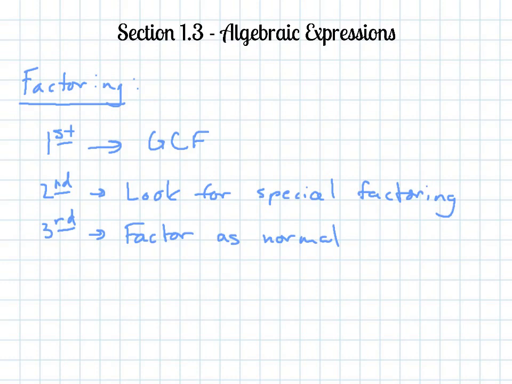The second thing is, after you've taken something out or not, you want to next look for special factoring, like perfect square trinomials, or perfect cubes, like sum and difference of cubes. Also grouping is in that special factoring realm. Difference of squares, those types of things. And then if none of those work, then you want to factor as normal if possible.